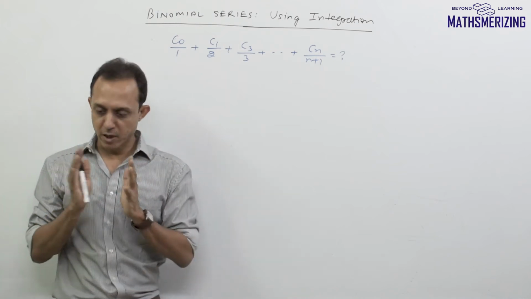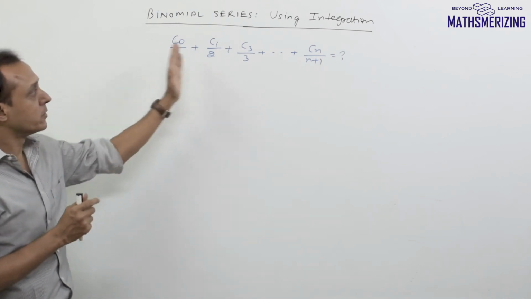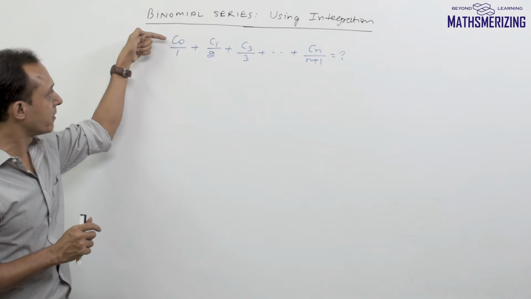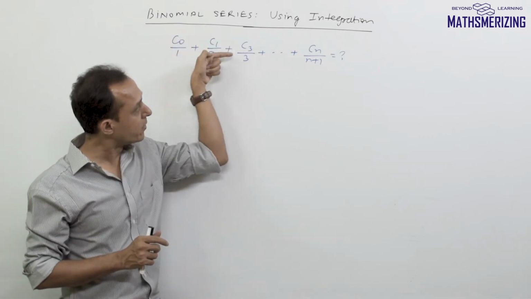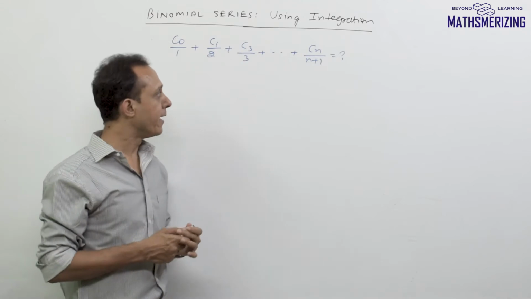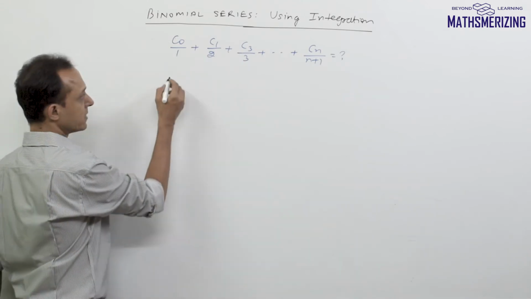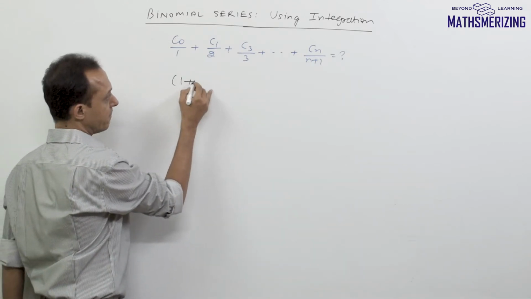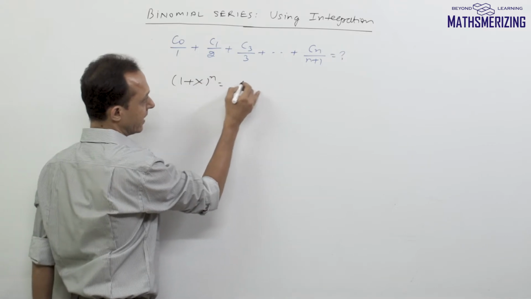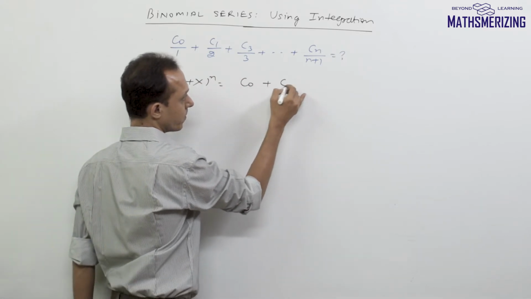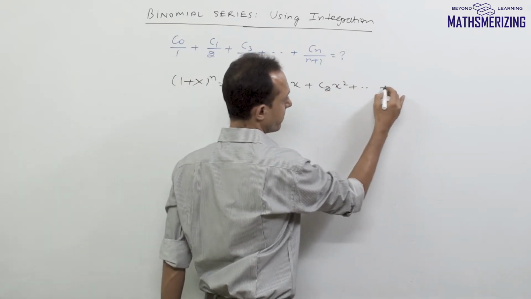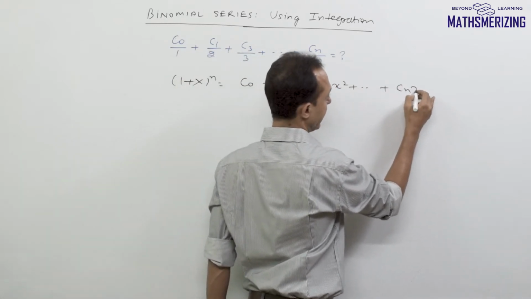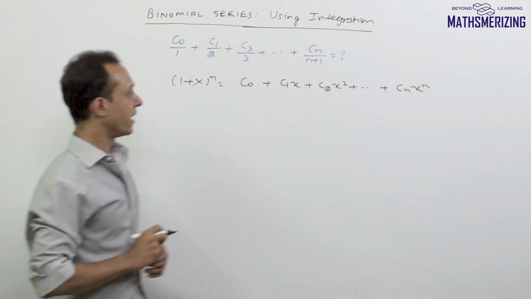Now there will be questions in binomial series where we need to use integration also. Say for example, the question is C0 upon 1, C1 upon 2, C2 upon 3, and Cn upon n plus 1. So what I know is, if I write the expansion of (1 plus x) to the power n, then I'll get C0, C1x, C2x square, and then Cn x to the power n.